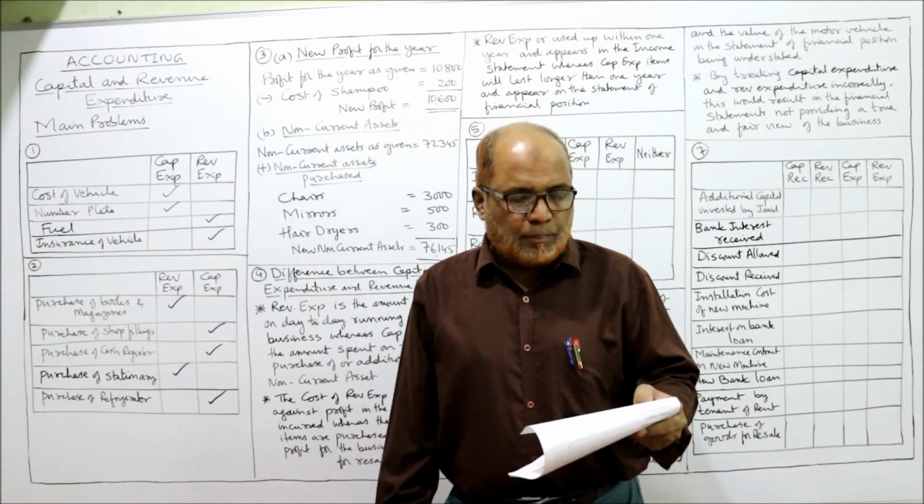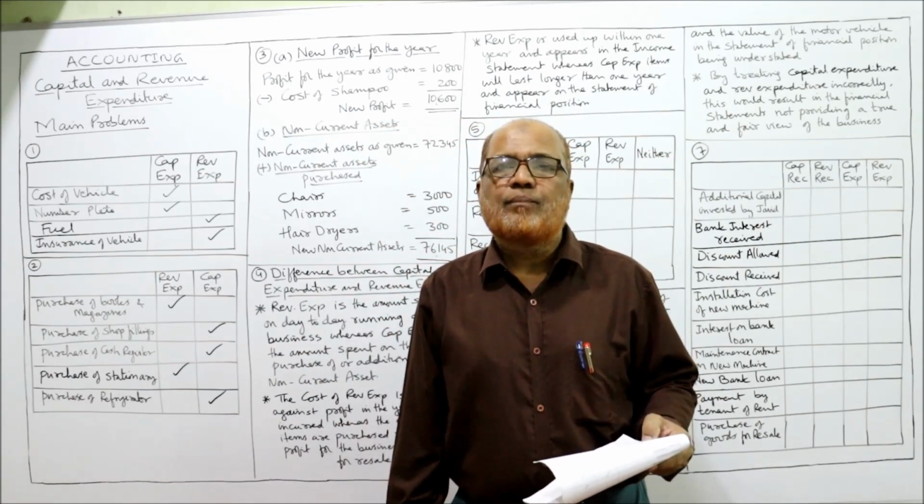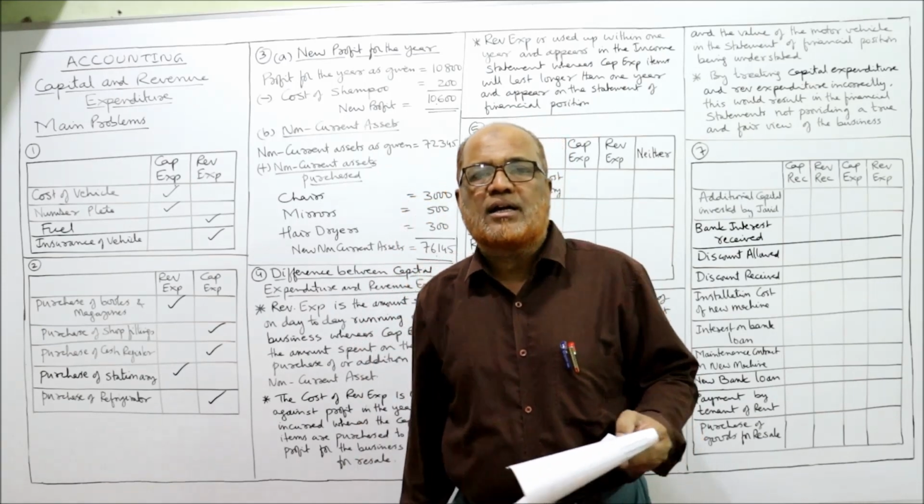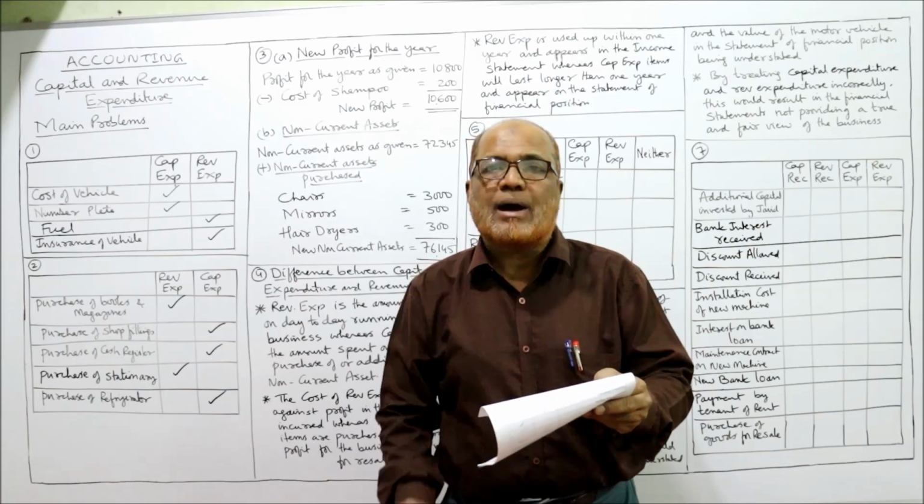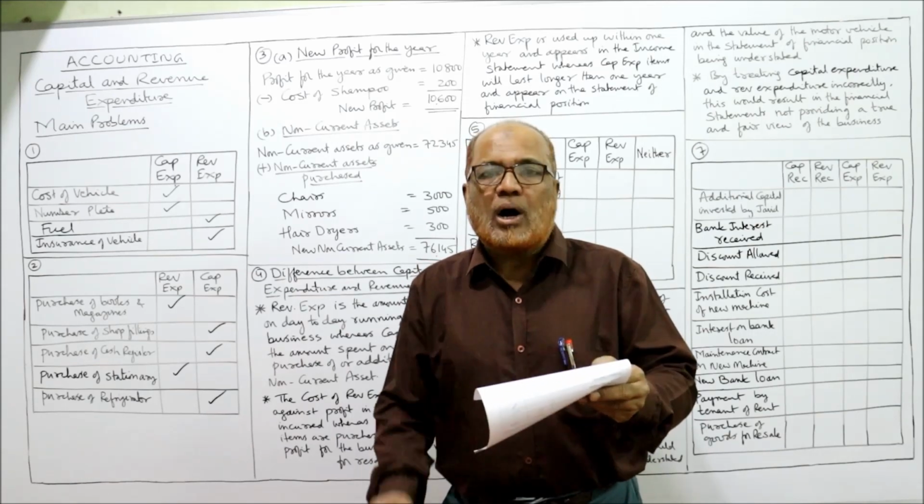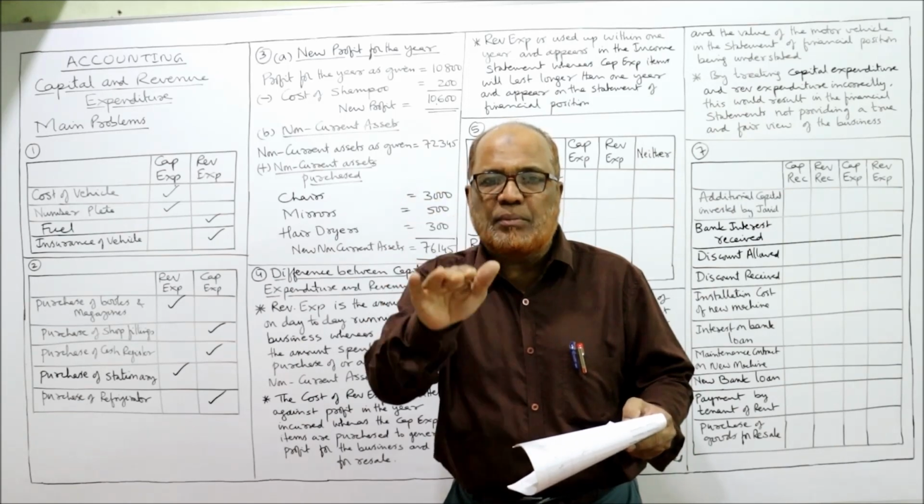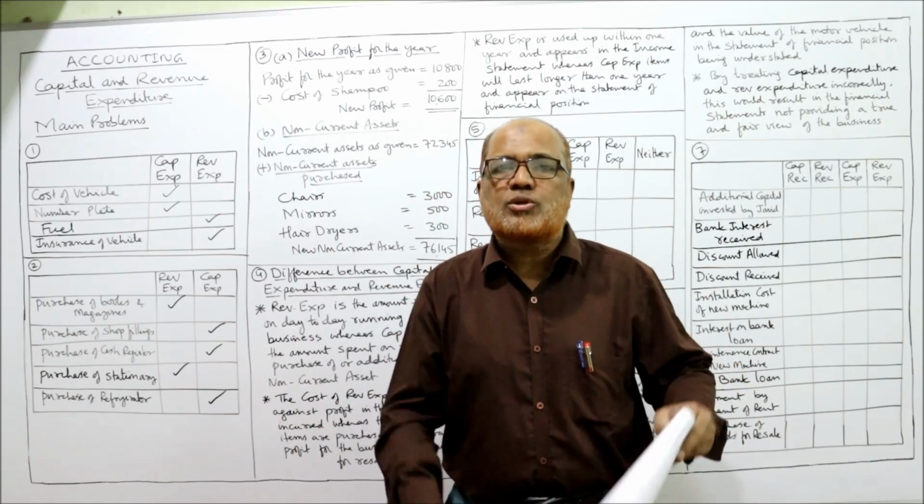Now profit. The profit is given, 10,800. From this profit, any revenue expenditure will be deducted. One revenue expenditure is there, shampoo, 200. So out of 10,800, 200 is the revenue expenditure that will be deducted. We'll get the correct profit.